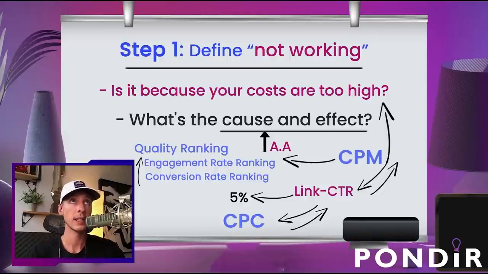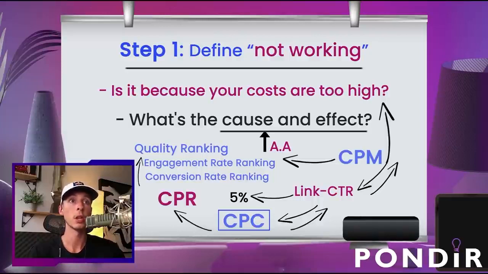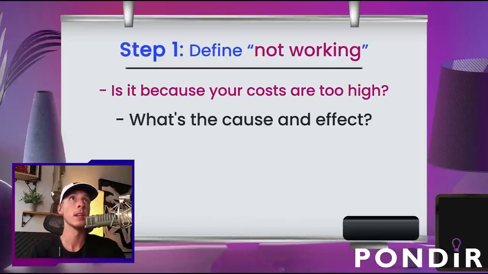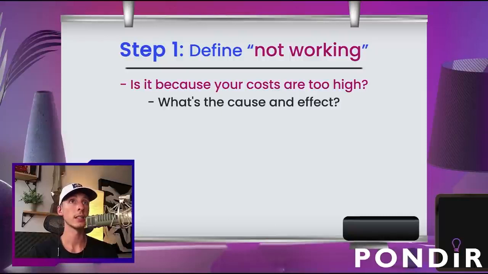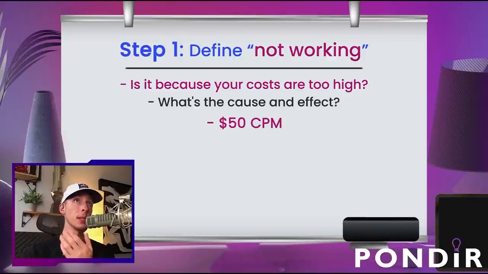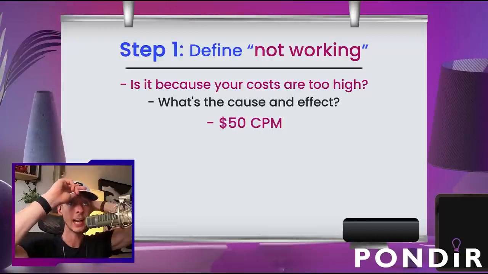And in this next slide here, I'm going to show you exactly how CPC, your cost per click, and then your cost per result, so your cost per purchase, cost per initiated checkout, cost per lead, is all once again influenced by CPM. All right. So let's go ahead and break this down. Okay, in this example, we have an advertiser with a $50 CPM. So 1,000 impressions cost this advertiser $50.